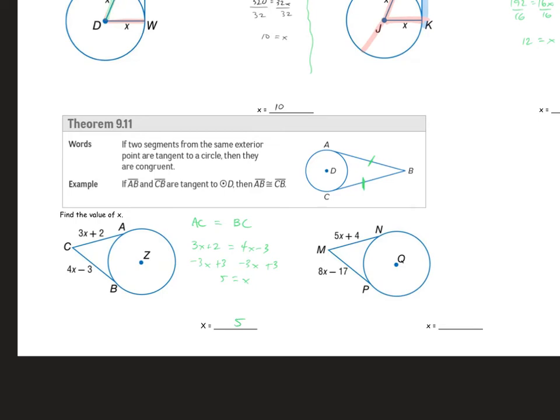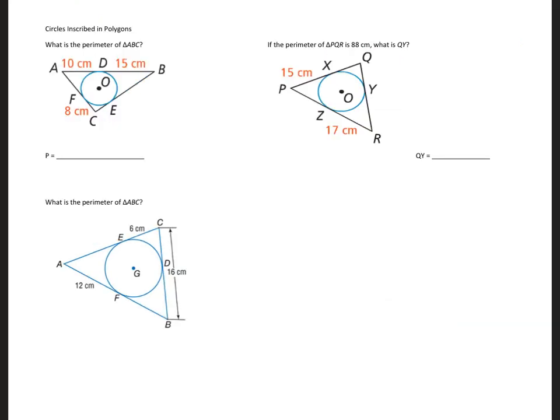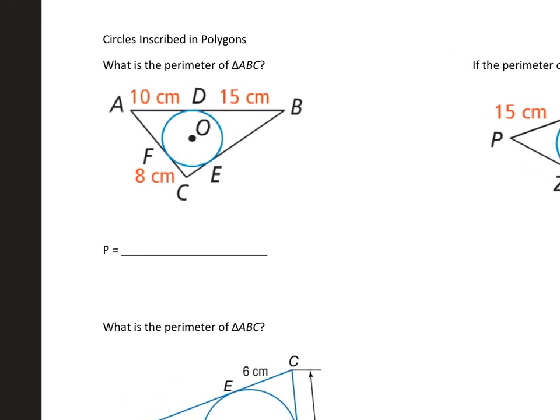Looking at the next segment, I see that 5x plus 4 will be equal to 8x minus 17. If you want to write it out, we know that segment MN is equal to segment MP. That's why I set them equal. I'm going to subtract and add, so when I do, you get 21 equals 3x. I divide both sides by 3, and I get that 7 is x. And we are finished.